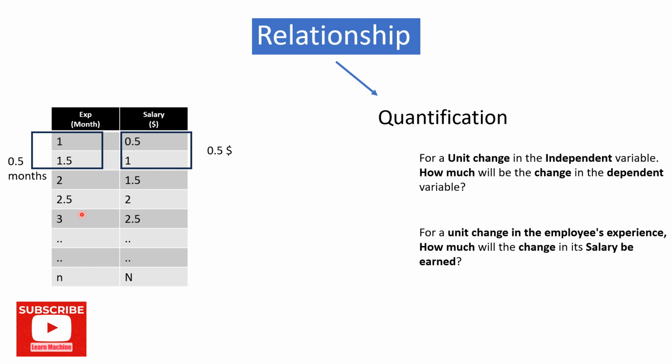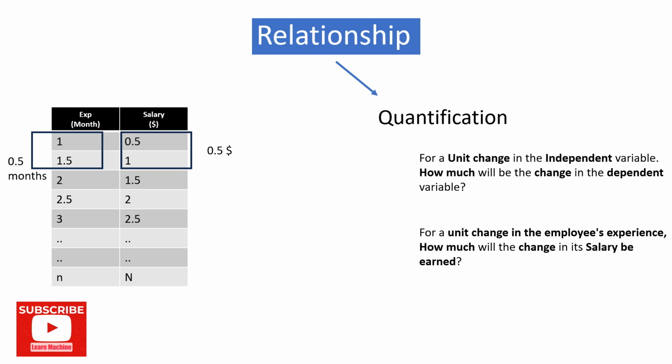Suppose now I say my salary at the moment for 2.5 months is $2. I want to know how much I will get if I have 3 months of experience. Just increment the salary by $0.5, because based on the historical trend or the pattern observed from the data, I can say for a unit change in months, I'm getting $0.5.